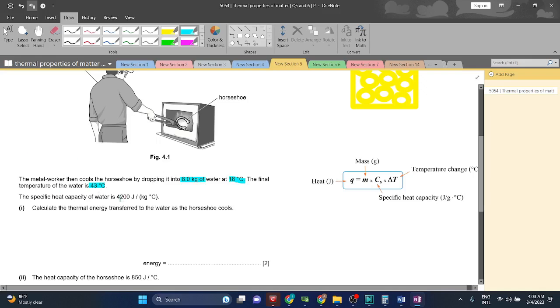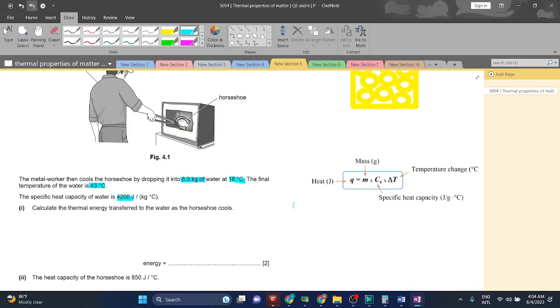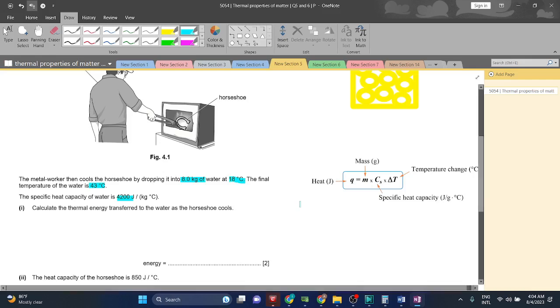The specific heat capacity of water is 4200. Calculate the thermal energy transferred to the water as the horseshoe cools. तो उसने बेसिकली एक गर्म चीज को एक 18 डिग्री सेल्सियस के पानी में फेंका. It is comparatively hot, so you have thrown it into 18 degrees Celsius water. और उसके बाद of course the heat will distribute into the body of water. So 18 से 43 हो गया water का temperature. तो हम इसका फॉर्मूला अप्लाई कर लेते हैं.